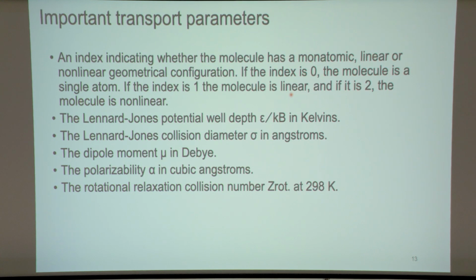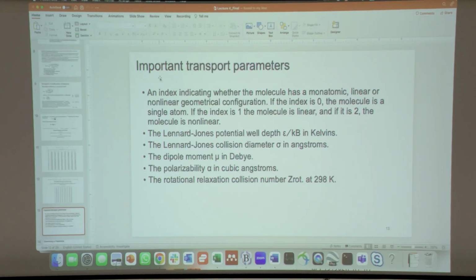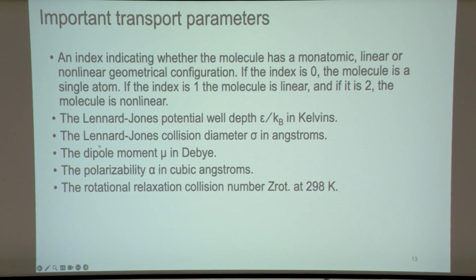So what do you care about? We care about how we calculate those important parameters, which then go into the diffusion equation and viscosity equation. And those parameters are the Lennard-Jones potential well depth, epsilon over Kb. This should be a Boltzmann constant subscript. In Kelvin. We need the Lennard-Jones collision diameter in angstroms. We need the dipole moment, because that's used to determine the polarity of the molecule and which table to look up in. Then you need the polarizability in cubic angstroms and the rotational relaxation number Z rho.